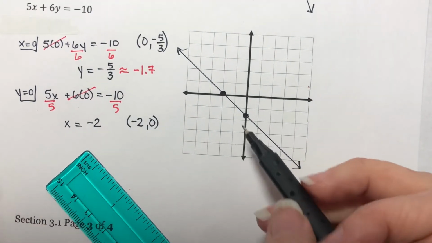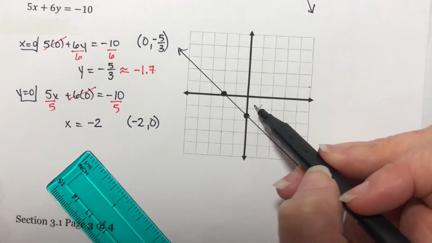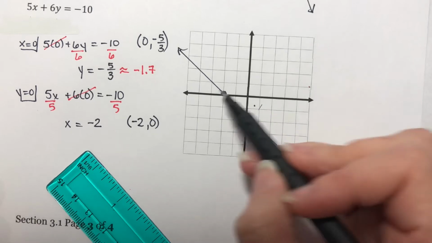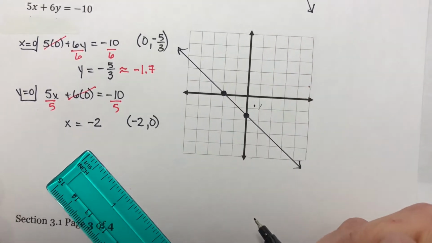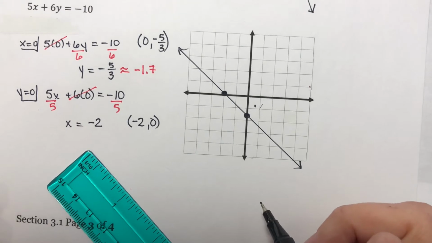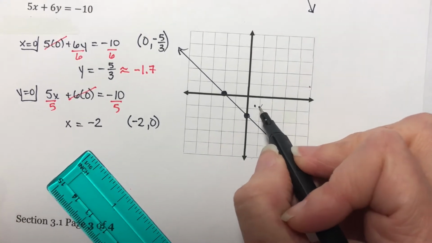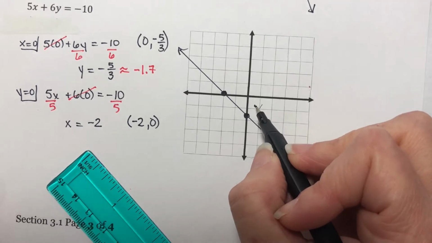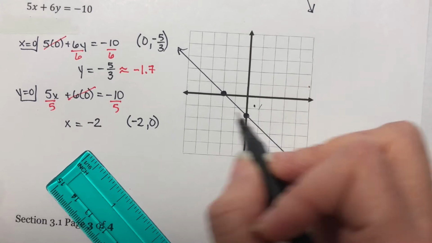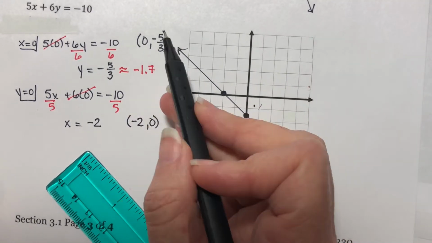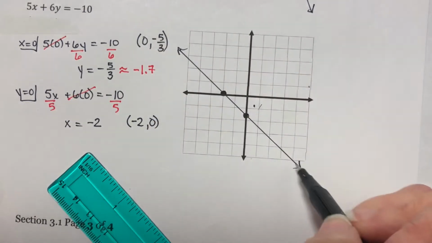Now, how can you plot this in MyMathLab? What you would do is plot a point and then draw a line, putting a point somewhere in this general area. So it would draw the line like this. Then you click on that point. You should have the option at this point to type in your coordinate. So I would click on this point and type in 0, negative 5/3. It would snap this point to right here and you would have your graph.